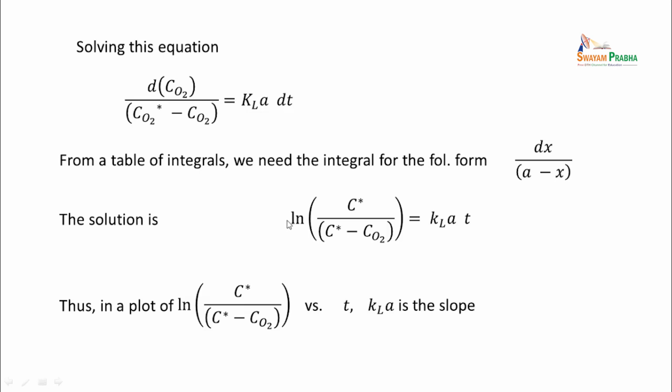If you look at this, this assumes that the log of C star by C star minus CO2 is a straight line. So this is valid only in the region where this graph is a straight line. So we choose the region where this graph is a straight line and then take the slope of it. That's how we find KLa. I'll give you an example to feel comfortable with it.